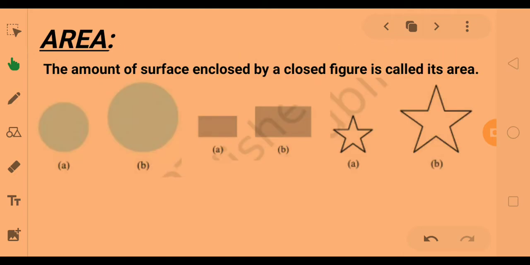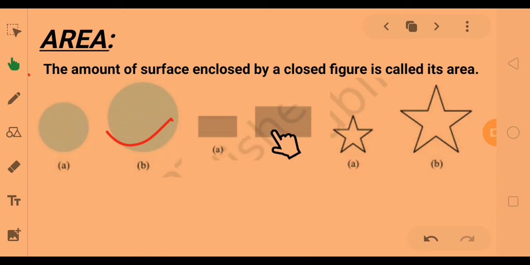So let us move on to the next topic, area. So what is area? The amount of surface enclosed by a closed figure is called its area. So how much surface a shape takes, that is called its area. Here you can see some shapes. In the first set, A and B, you can see two circles. By looking at them, we can find that B has greater area. B has enclosed more area than A. So figure B has more area.